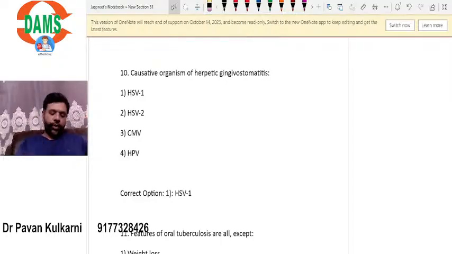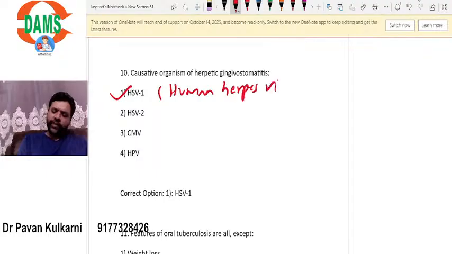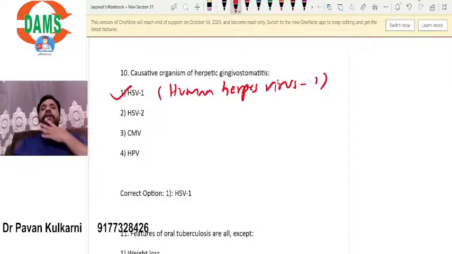Okay, good. The causative organism of herpetic gingivostomatitis is classically HSV1. HSV1 is herpes simplex virus 1, which is also known as human herpes virus 1, HHV1. Whereas HSV2, herpes simplex virus 2, basically causes herpes in the genital areas. Oral herpes is mainly caused by HSV1.